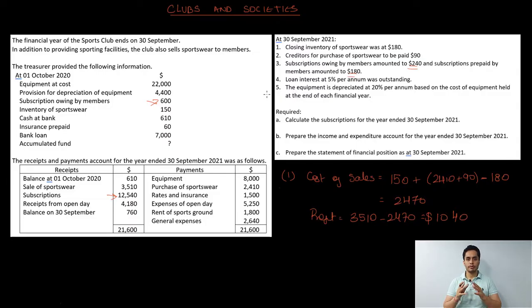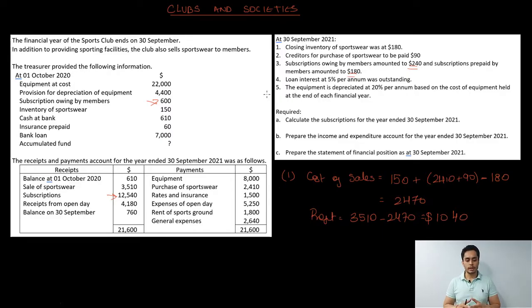Rates and insurance, 1,500. There are no adjustments as such at the end of the year, but I can see an opening insurance prepaid at 60. Insurance for this year was paid in the previous year, and hence that 60 will be added to the 1,500 to arrive at a total of $1,560 as rates and insurance. Next is expenses of open day. I told you the net expenditure of the open day will be recorded in the expenditure section. Expenses were 5,250. We will deduct our receipts from this, 4,180. So we get a net expenditure of $1,070.